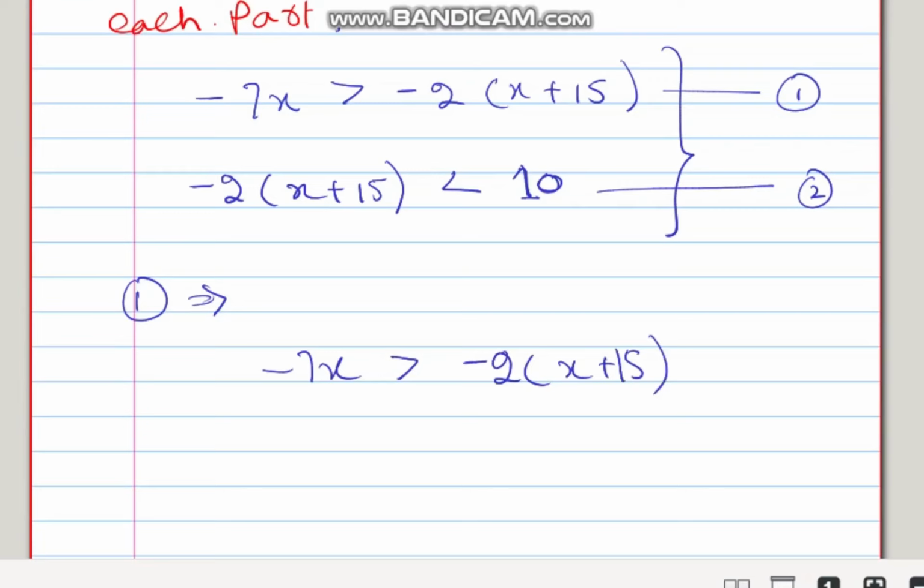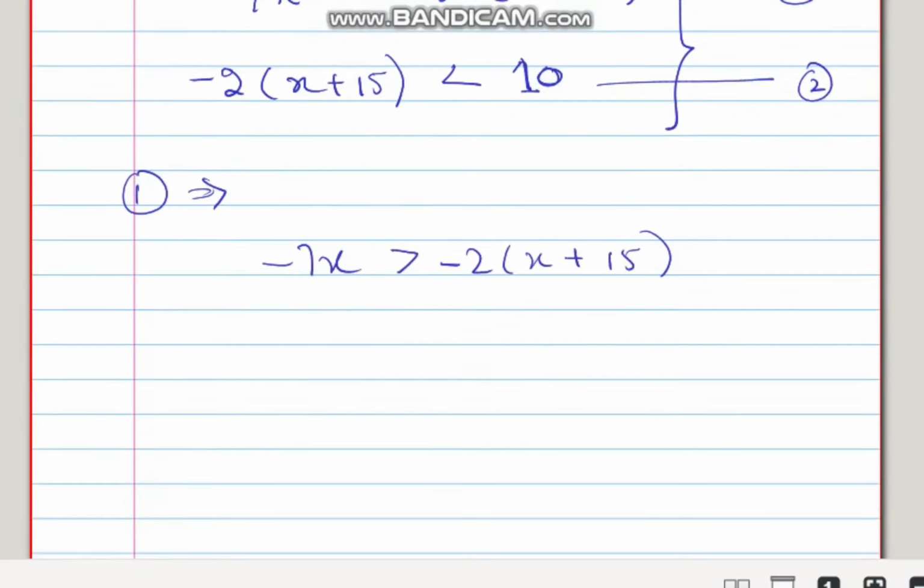Okay, so please note my point, and let me write it correctly. Minus 2x plus 15. So how can we solve this? We can easily solve this by: minus 7x greater than, multiply 2 with x, multiply 2 with 15, minus 2 with 15. So it will become minus and minus 30.